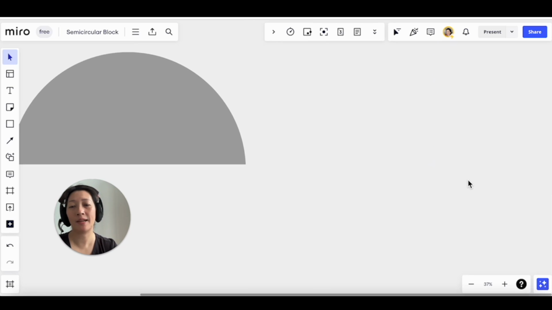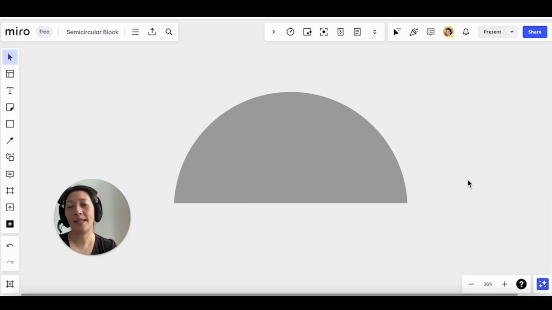So let's take a look at the semicircular block. Let's say this semicircular symbol represents the glass block which we will be using in our practical. So what's so special about this semicircular block?